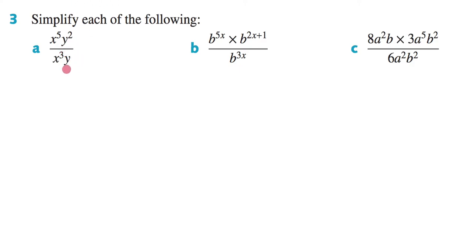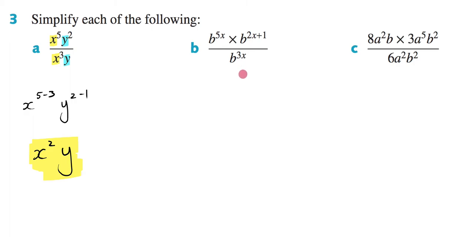So the very first thing I'm going to do is realize that when I have the same base and I'm dividing, I can subtract my indices. So there I have the same base, there I have the same base. So that means I'm going to go x^(5-3), and I can also go y^(2-1), which is going to leave me with 5 minus 3 is 2, and y^(2-1) is just y, so I can just leave it like that, and that is my final answer, x²y. Let's move on to the next one.